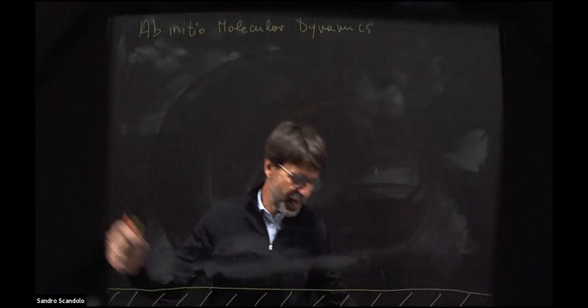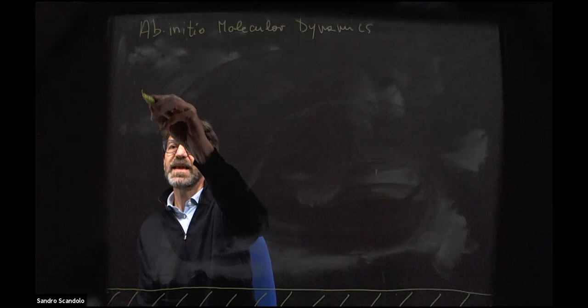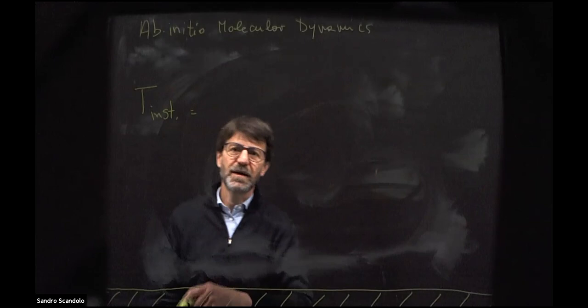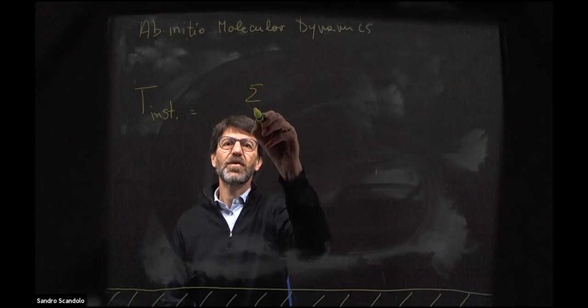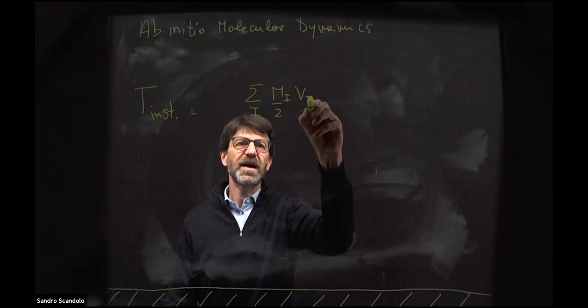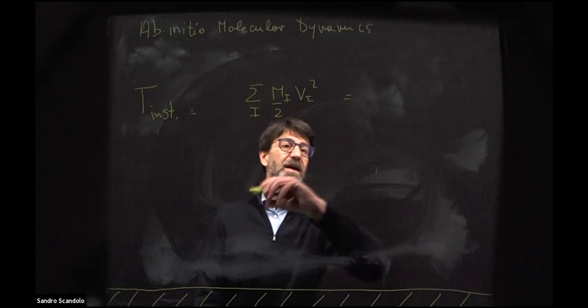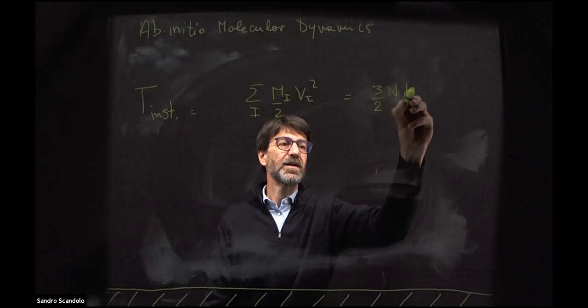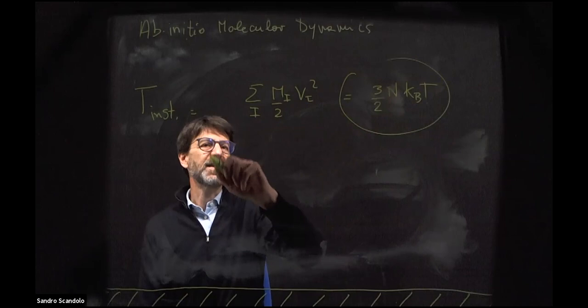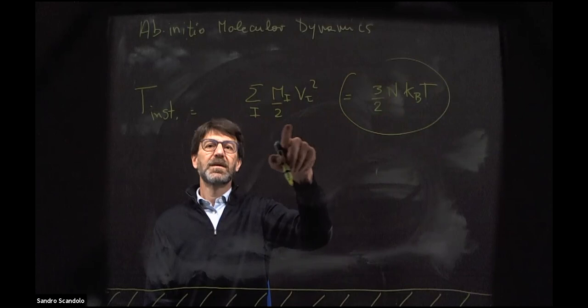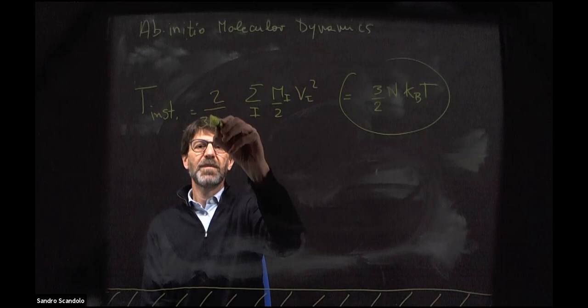Okay, so in this particular case, what I'm calculating was the instantaneous temperature, which is essentially, now I have to remember the factors. Well, there's certainly a sum over the particles of their kinetic energies, v_i squared, right? So this is, I know this, the equipartition theorem, this is 3/2 N number of particles k_B T, right? This is from equipartition theory. So the instantaneous temperature is now 1/2 over 3 number of particles k_B.